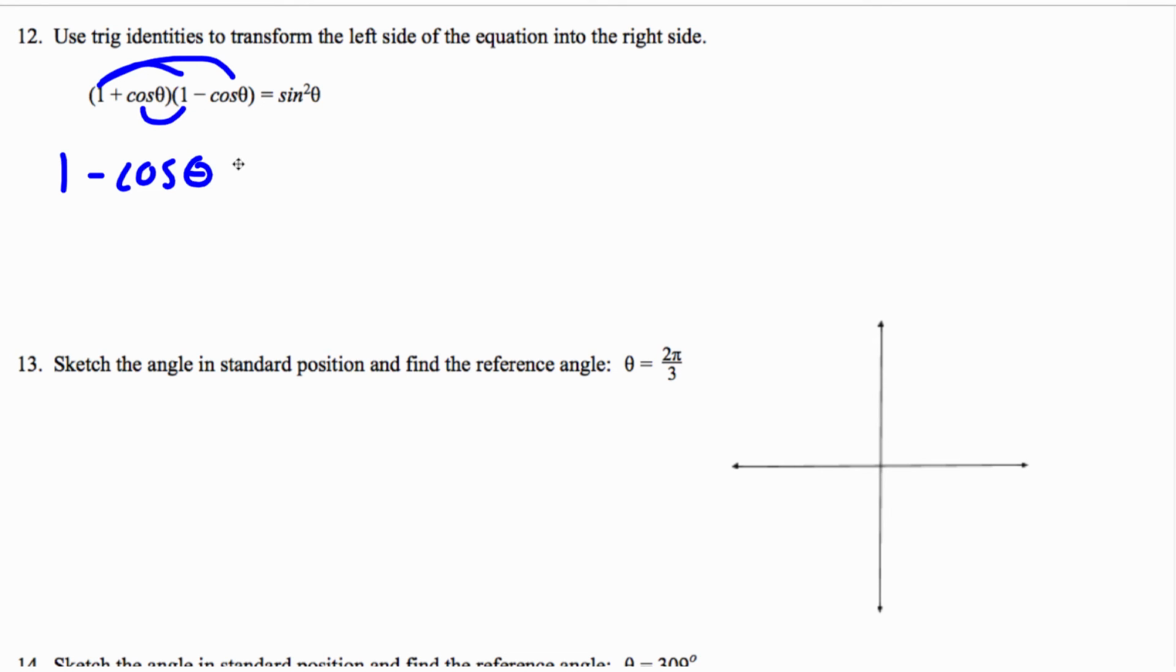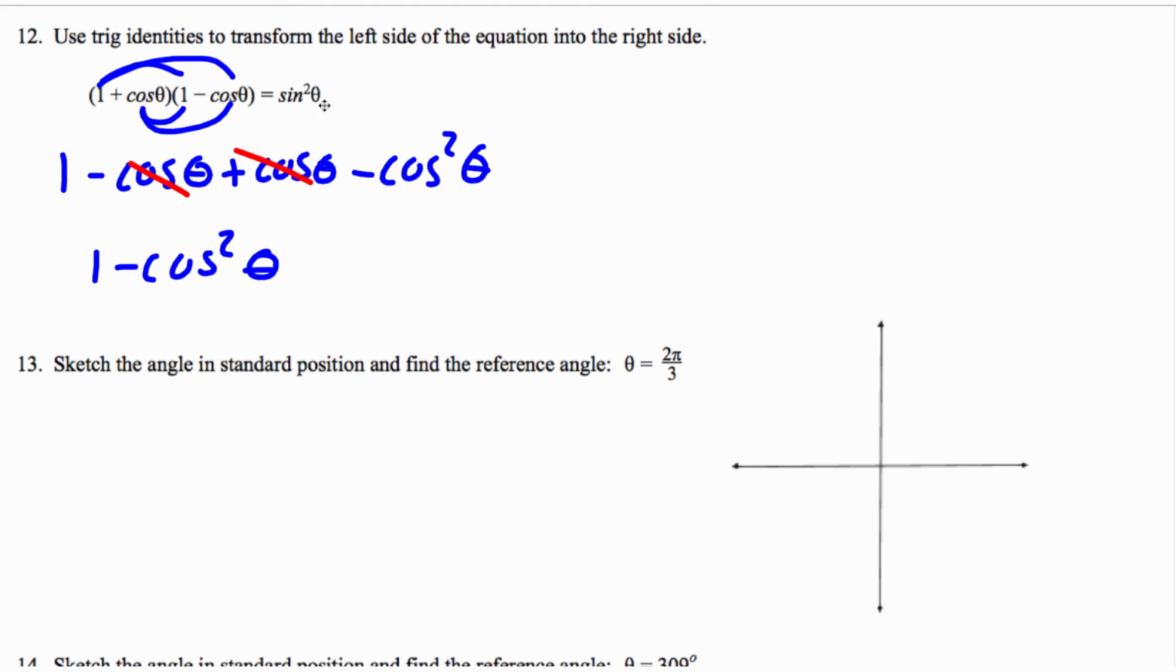In the middle here, cosine times 1 is a positive cosine of theta. And then if we take cosine times negative cosine, that's going to be negative cosine squared theta. Now in the middle, we've got some terms that are opposites of each other, so those are going to cancel each other out. So we get 1 minus cosine squared of theta on the left-hand side. And I guess let me copy it on the right-hand side. We've got sine squared of theta.